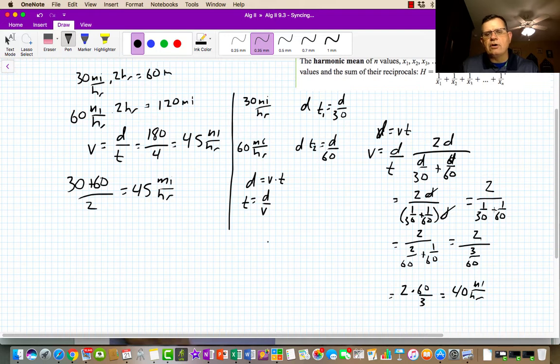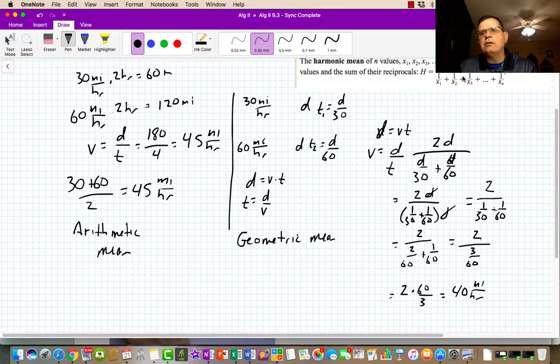And so what we just did there is called the harmonic mean, not the arithmetic mean. This is the arithmetic mean. This is the harmonic mean. And you see it up here. The mean is going to be n, the number of things you're averaging, over 1 over the first number plus 1 over the second number plus all the way up to 1 over the nth number. And that's the mean.